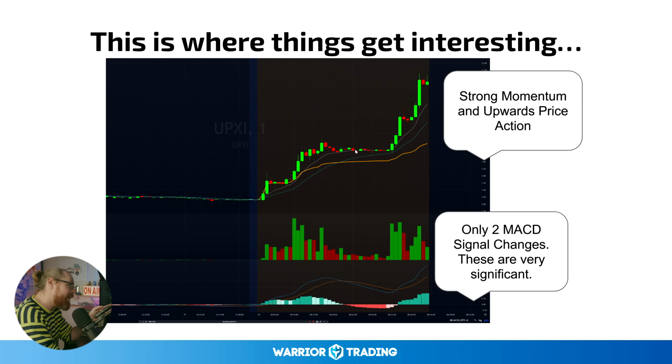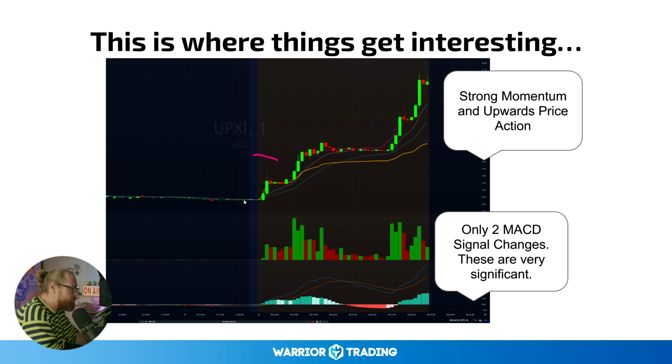Now, on the other hand, this is where things get interesting. This is a stock that went from about $2 a share all the way up to over $11 a share, as you could see rallying higher and higher and higher and higher. So the MACD crossovers here are very significant.